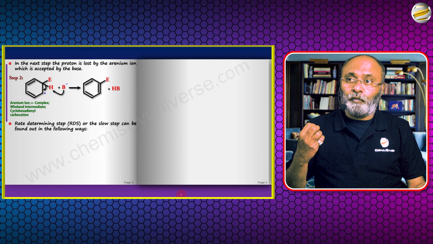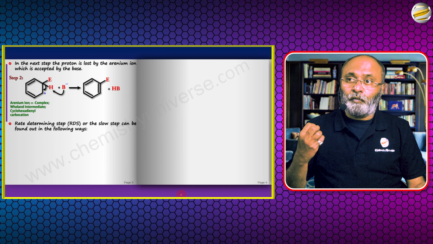So how do we find the RDS practically? By experiment. How do you do that? You obviously can't take a stopwatch and say, okay, the first step is happening, now it's happened, the second step is happening, now it's happened, and I calculate the time. You can't do that because you don't see those two steps happening. You just see the reactant and you see the product. Those two steps have happened in between.